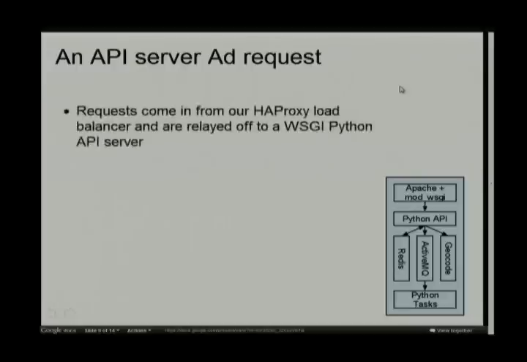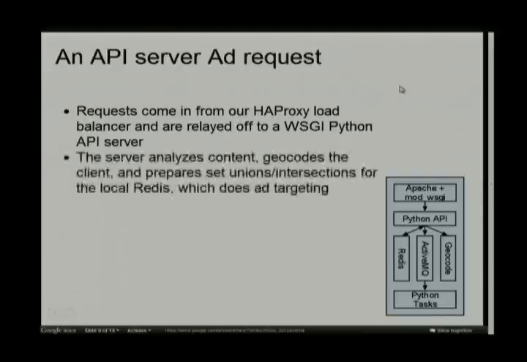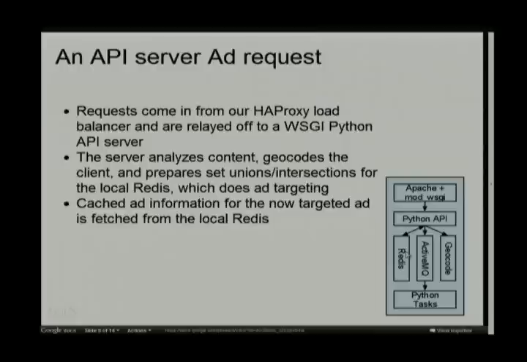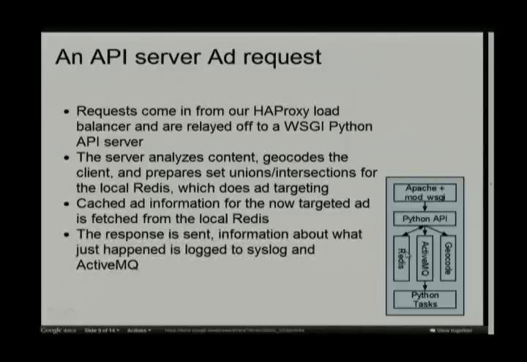ran into. So, a request would come in from our HAProxy load balancer and would be relayed off to our WiseGuy Python web server on the local machine. The Python API server would look at the content, analyze the content, geocode the location, and prepare the proper set of ad targeting calls into Redis. Redis would do the targeting. We would pull the cached ad information from that same Redis. We would send the response off to the client, and we would take anything that needed logging and throw it off into ActiveMQ.